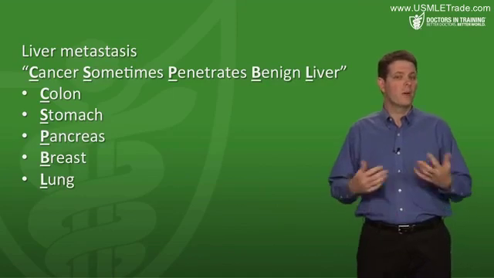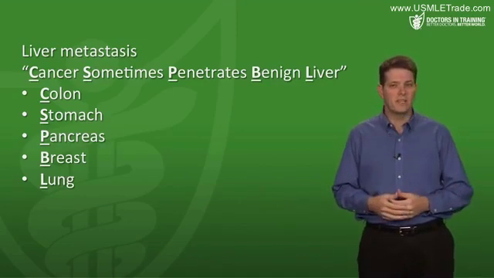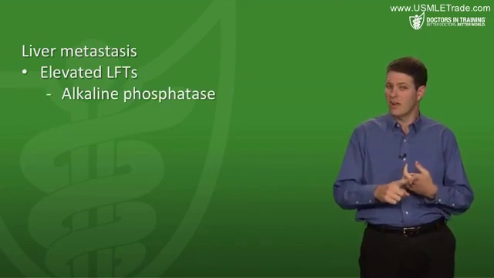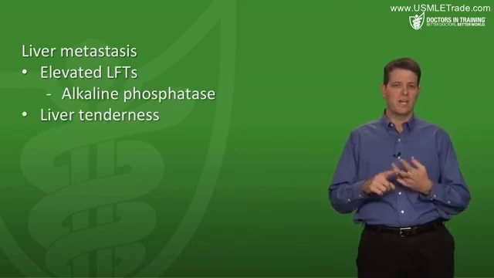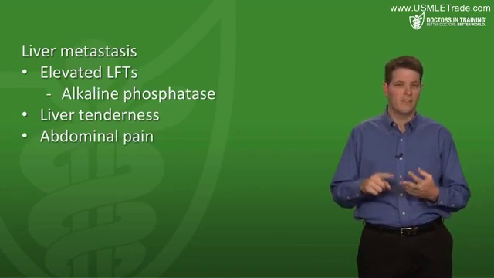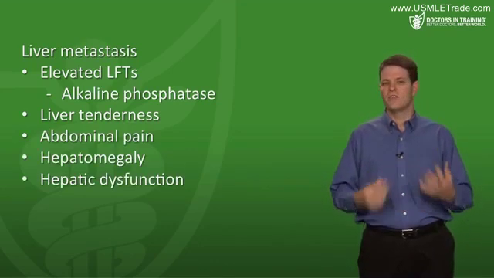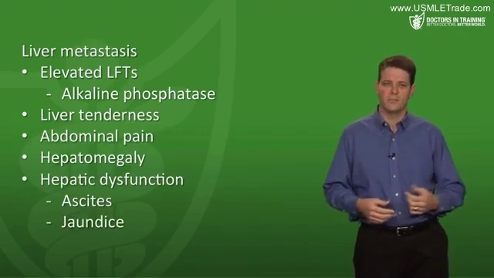Then what kinds of clinical manifestations would you potentially see with liver mets? Well, you might see elevated LFTs, especially alkaline phosphatase. You can see liver tenderness or abdominal pain. You could have some hepatomegaly, enlargement of the liver, or there might be some signs of hepatic dysfunction like ascites or jaundice. And very briefly, when a cancer starts in the colon and then metastasizes to the liver, do we say that patient has liver cancer? No, the patient has colon cancer metastatic to the liver.